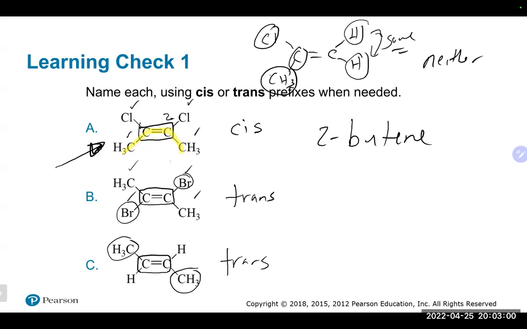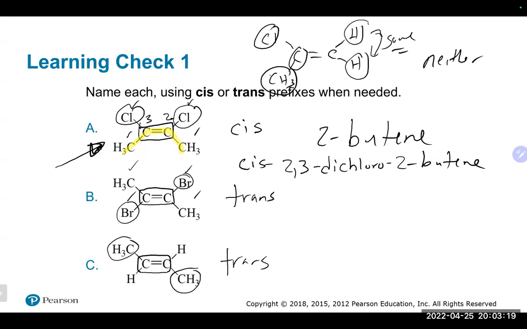That would also mean that we have a chlorine on carbon 2 and a chlorine at carbon number 3. So this would actually be 2,3-dichloro-2-butene. And to make it all nice, we would put cis in front of it. And this would be cis-2,3-dichloro-2-butene.